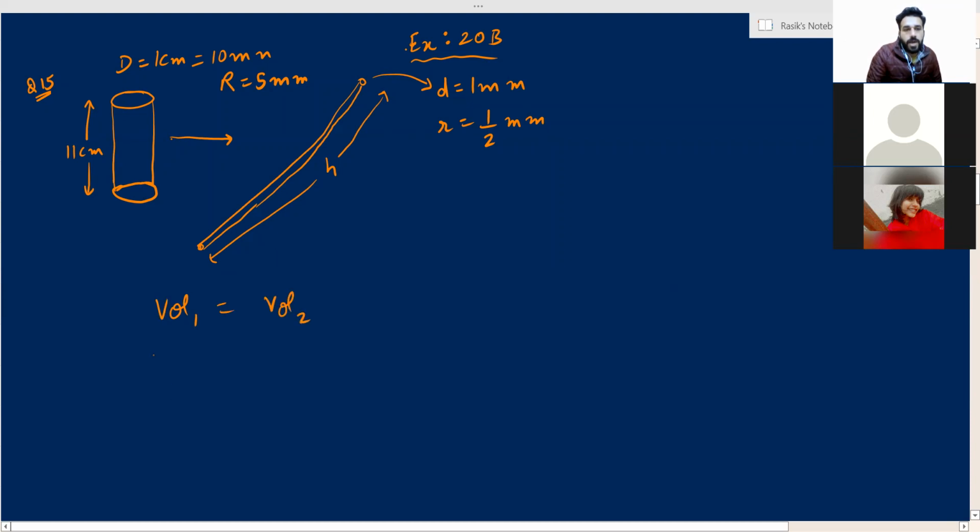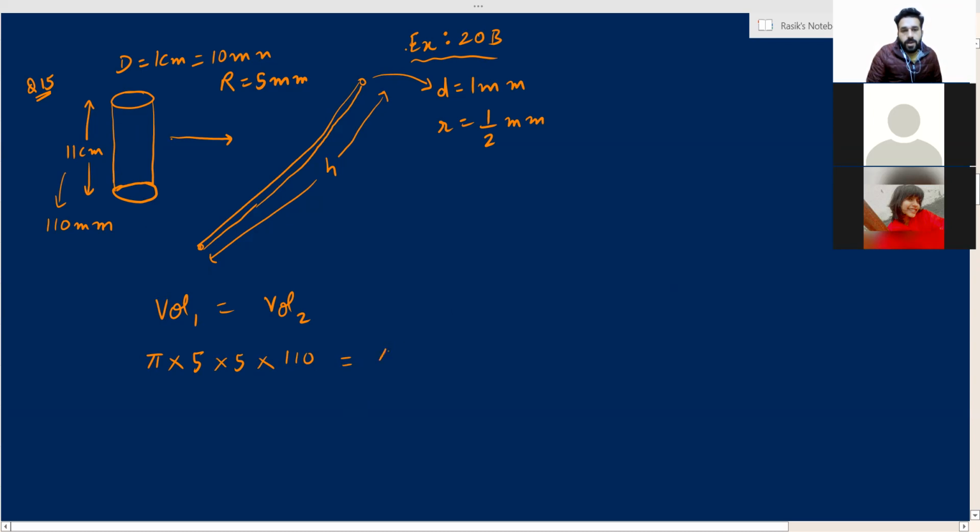What is volume 1? Pi r square h. Pi r square means 5 into 5. H is 11 centimeter, which is also equal to 110 millimeters. Okay, we are writing all the dimensions in millimeters. So it is 110 millimeters, the height. Don't forget to change the dimensions. So 110 millimeters is the height of the original cylinder.